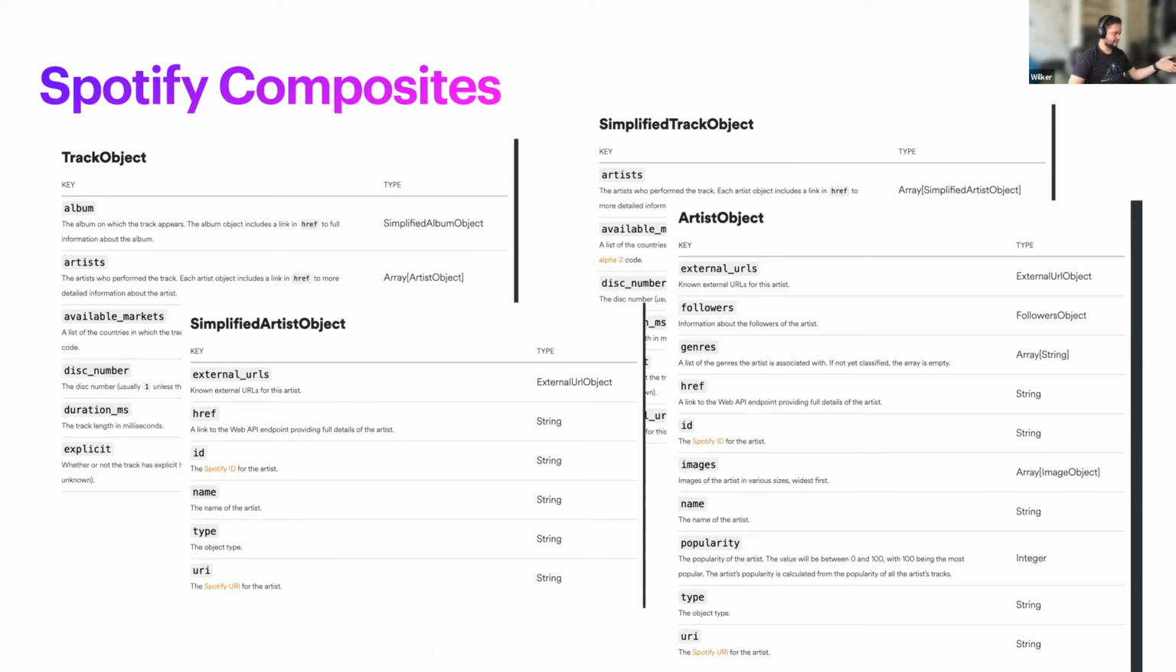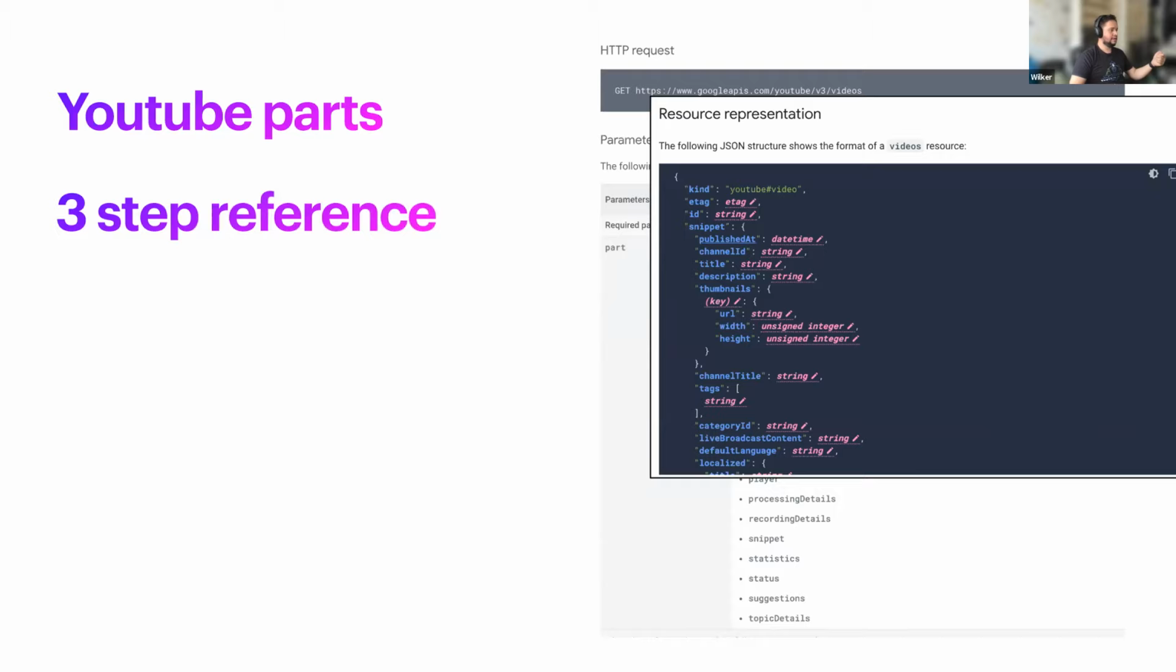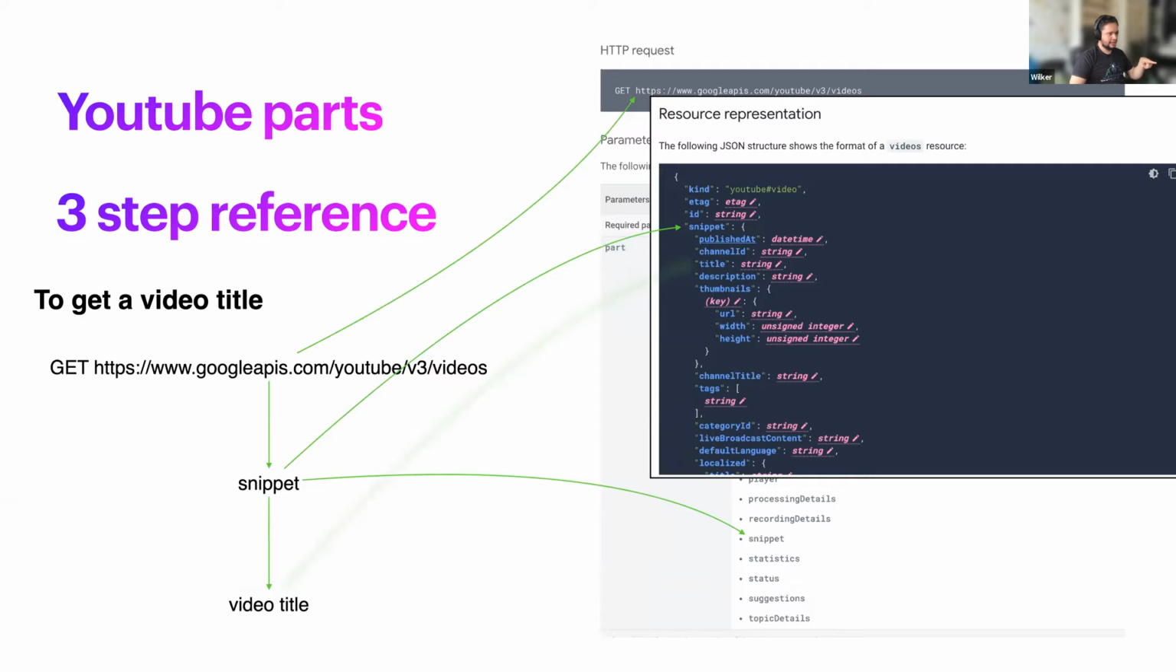Another example we can see on YouTube, which has a three-step reference. If I want to get a video title on YouTube, I need to know that I need to hit that endpoint. I need to know that there are categories in every endpoint, and that the video title is in a category named snippet. So you need all these pieces. You just want a video title, but it adds all these requirements that are usually there just to get more efficiency for the provider of the API.